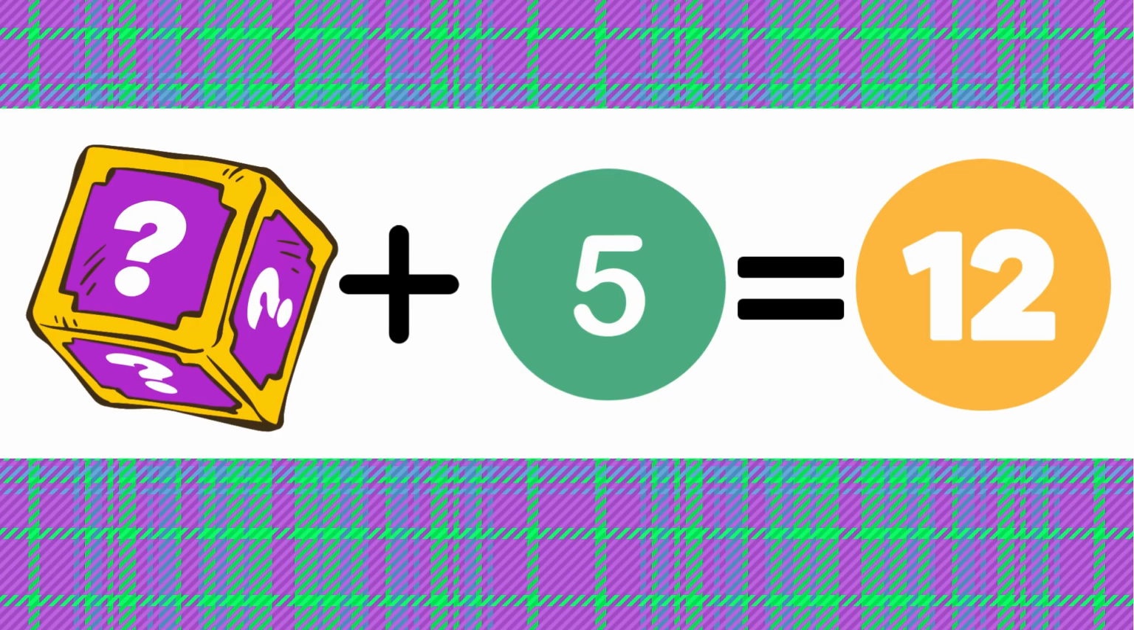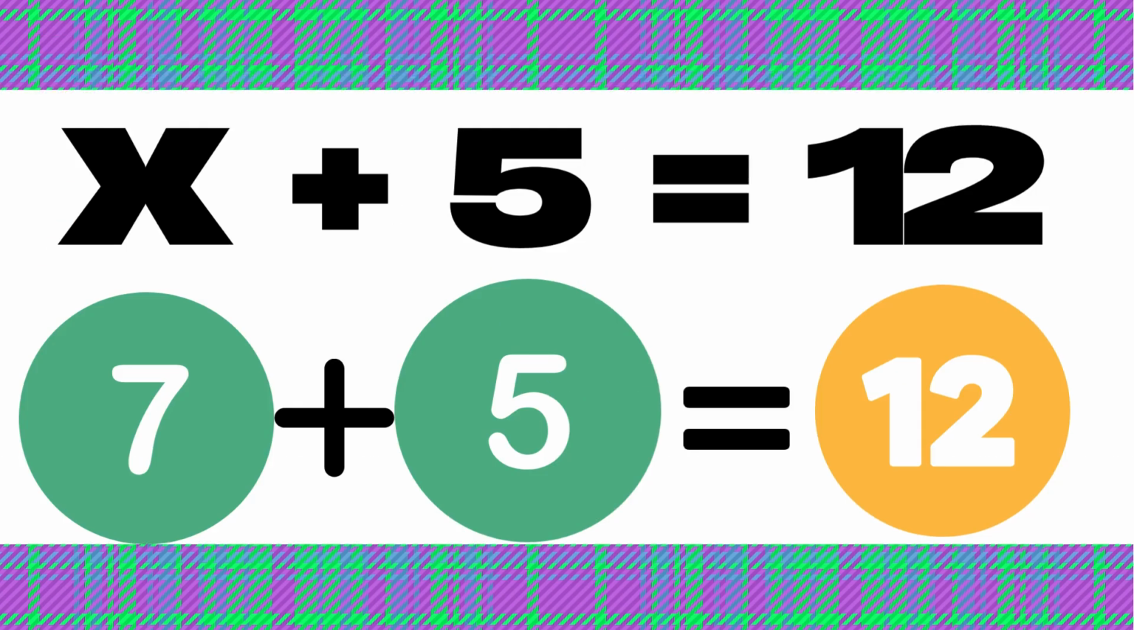Variables also help us solve puzzles. Imagine you're thinking of a mystery number. When you add 5 to it, the answer is 12. How do we find the mystery number? We can call our mystery number x and write an equation. x plus 5 equals 12. Now we can solve for x and find that the mystery number is 7.